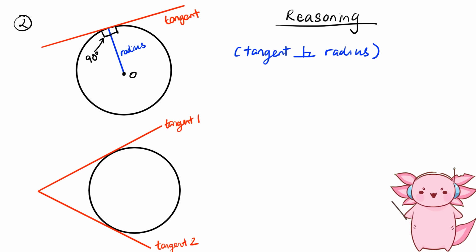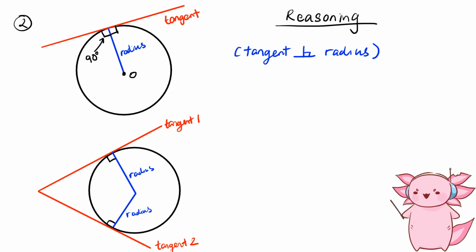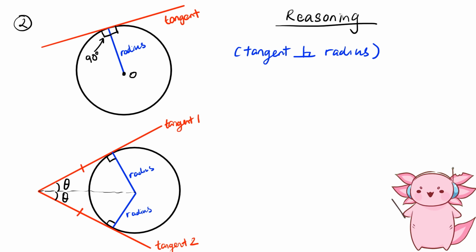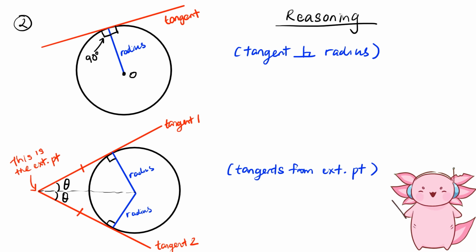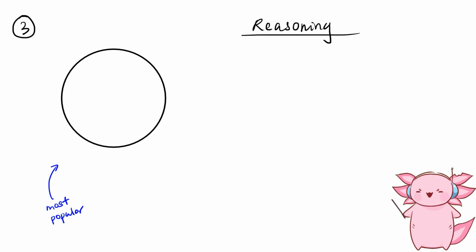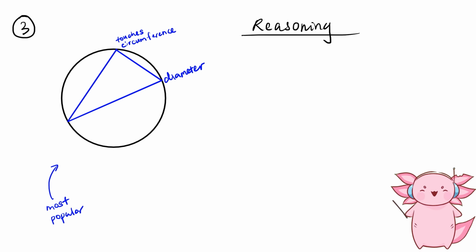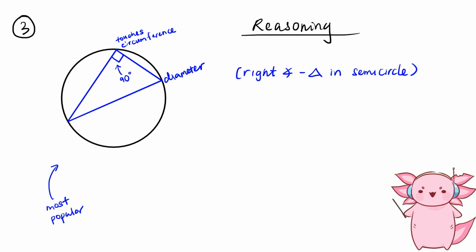And if you have two tangents and two radius like this, this angle here and here are equal, and these two lines are also equal in length. And we call this tangents from external points. Now, this one is probably the most popular circle theorem. It's when you're given the diameter of the circle, and you see a triangle that touches the circumference of the circle over here. This angle here is actually a right angle, so it's called right-angled triangle in a semicircle.